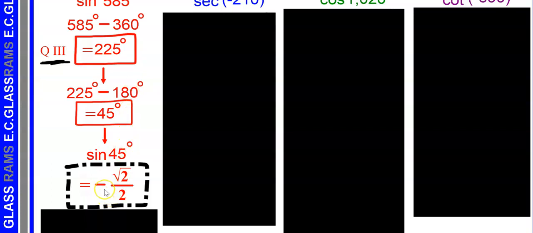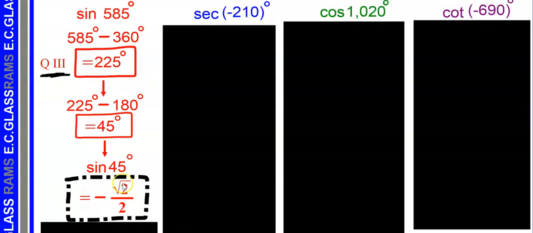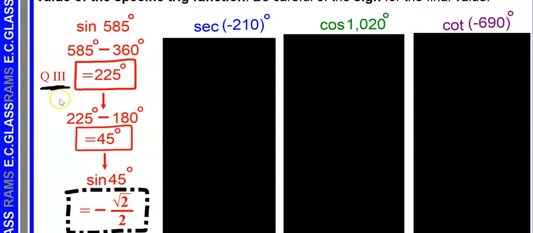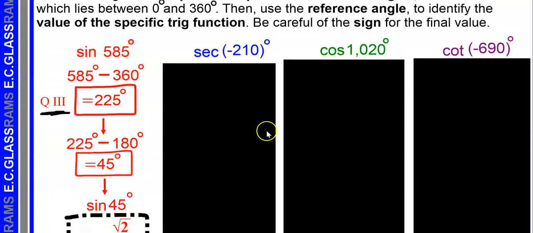However, it is negative square root of 2 over 2. The reason being is because we are in the third quadrant, and the trig function is sine. Sine is only positive when it is in the first quadrant or the second quadrant. If it's in the other two, then it has to be negative. So our final answer is negative square root of 2 over 2.